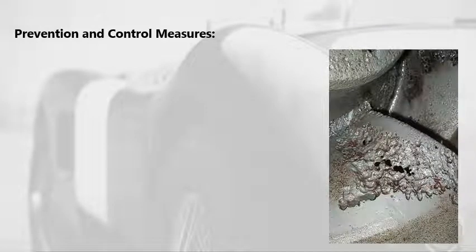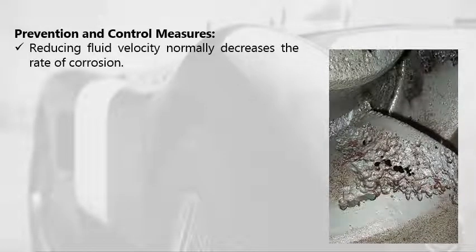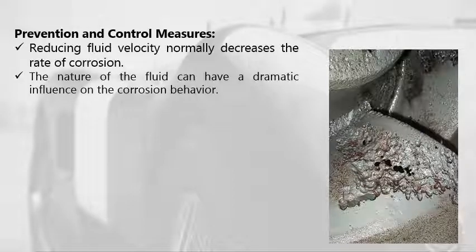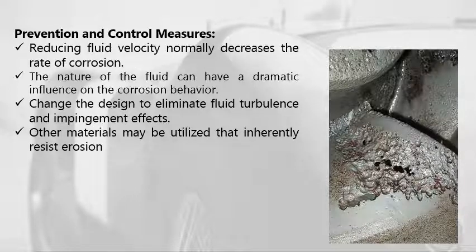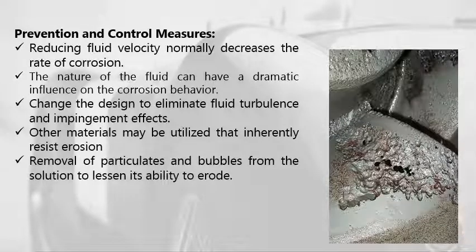Thus, in order to prevent and control this, we must reduce the fluid velocity because it decreases the rate of the corrosion. Also, we should be careful with the nature of the fluid because it has a dramatic influence on the corrosion behavior. We can also change the design to eliminate fluid turbulence and impingement effects because these are also contributory factors to this kind of corrosion. Other materials may be utilized that inherently resist corrosion. Also, remove particulates and bubbles from the solution to lessen its ability to erode.